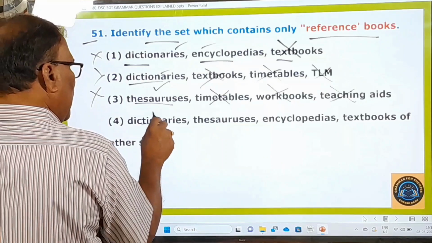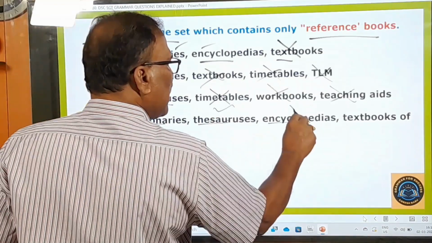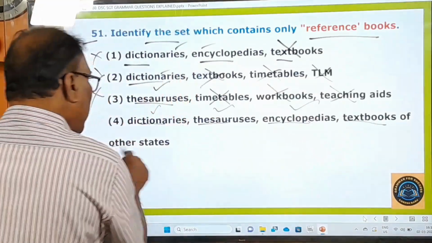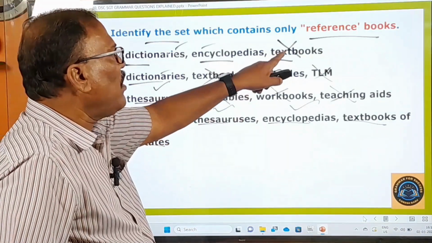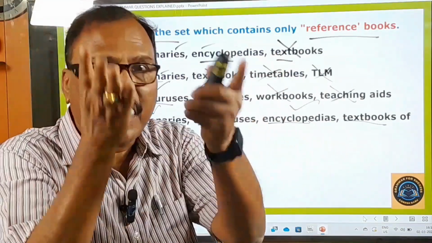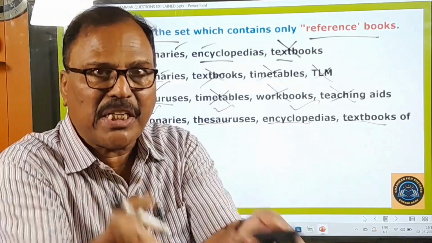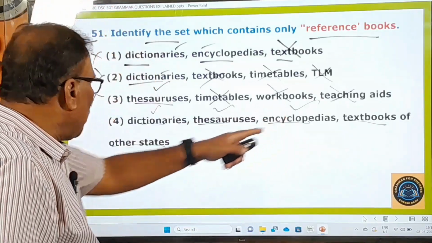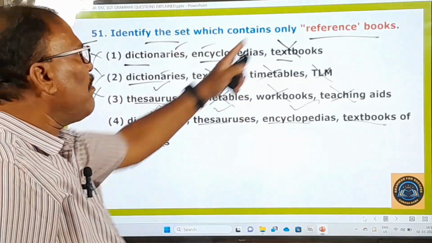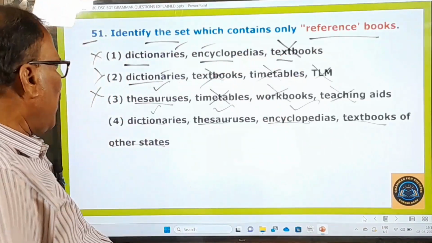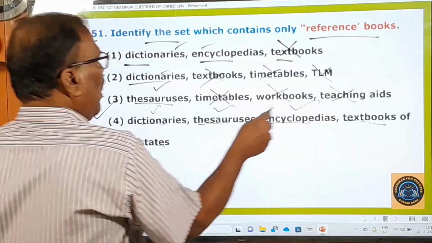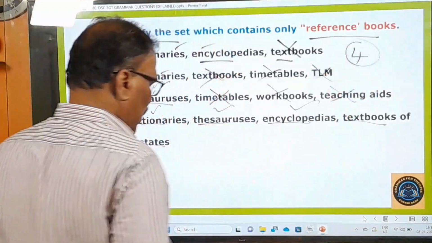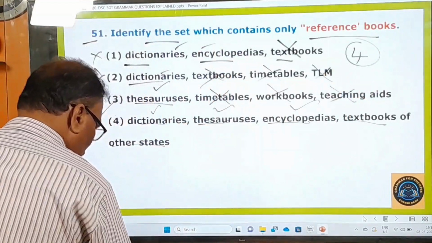Fourth one: dictionaries, okay. Thesauruses, okay. Encyclopedias, okay. Textbooks of other states. Ordinary textbooks means the textbooks prescribed for you for study. Your textbooks, how can they become reference books? Here only the textbooks of other states will become reference books for you. And that's why this fourth one is the right one and all others are wrong. And now let's move on to the next question.